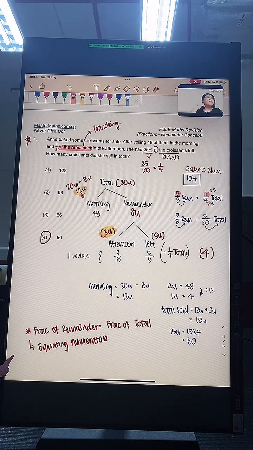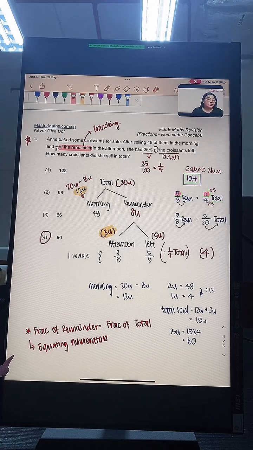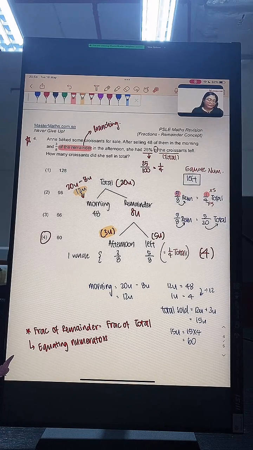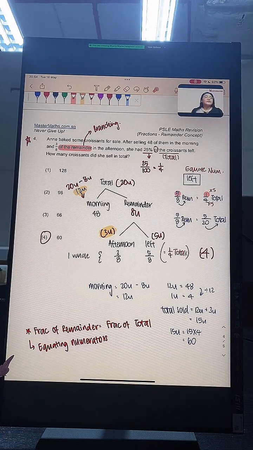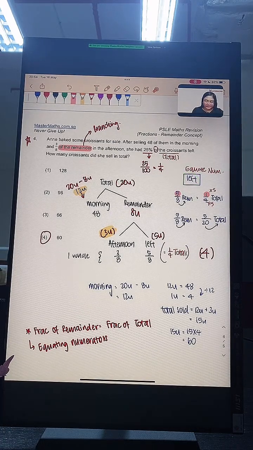We make the numerators the same because part of the remainder, which is left, is the same part of the total, which is also left. As long as they are talking about same parts, we make numerators the same. When they tell you that the parts are the same, which refers to whatever croissants are left, you make numerators the same. If they tell you same totals, then you make denominators the same.